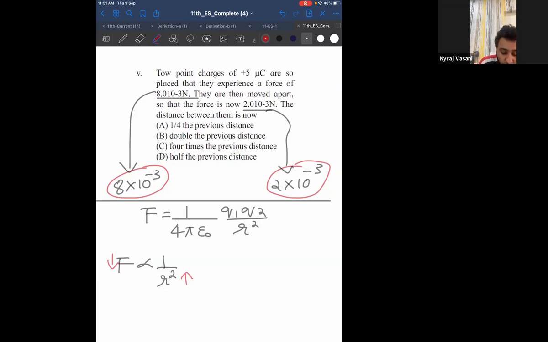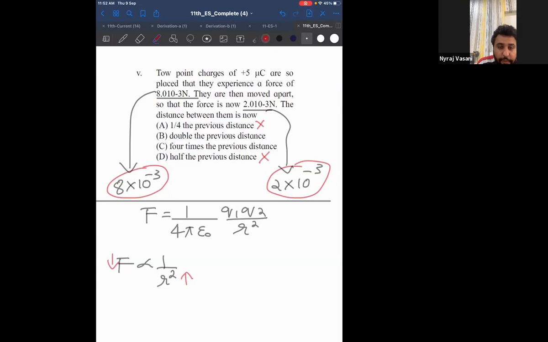That means 1/4 of the previous distance and half the previous distance will never be the answer, because the distance has increased. So it can never be 1/4 or half. It has to be more than 1. Therefore, automatically option A and option D are out. The confusion should be between option B and option C.